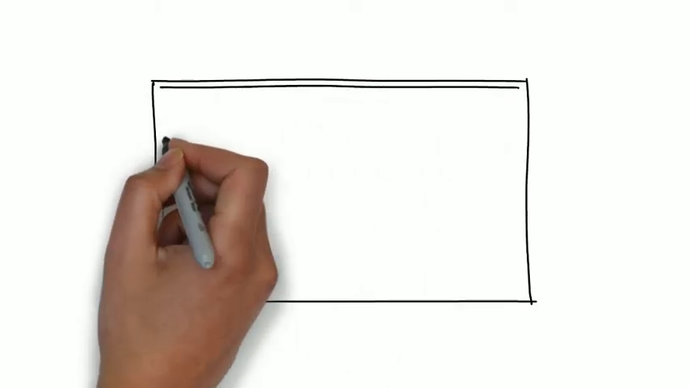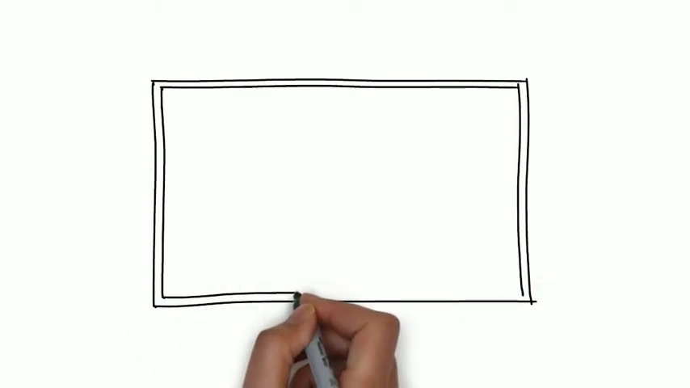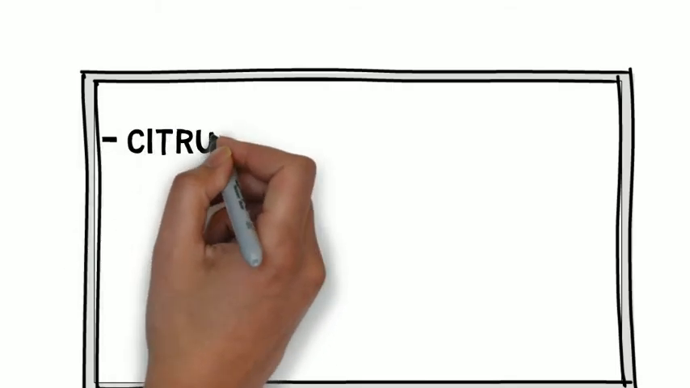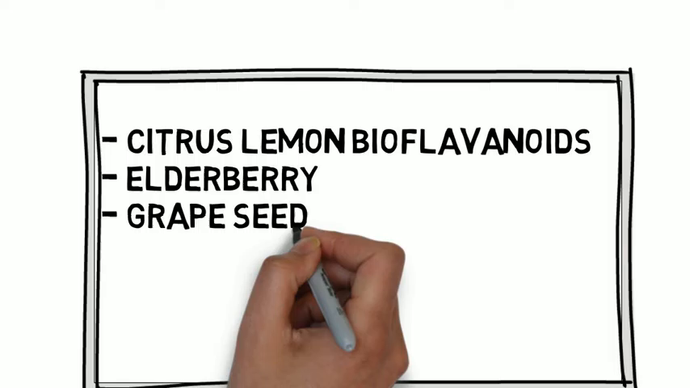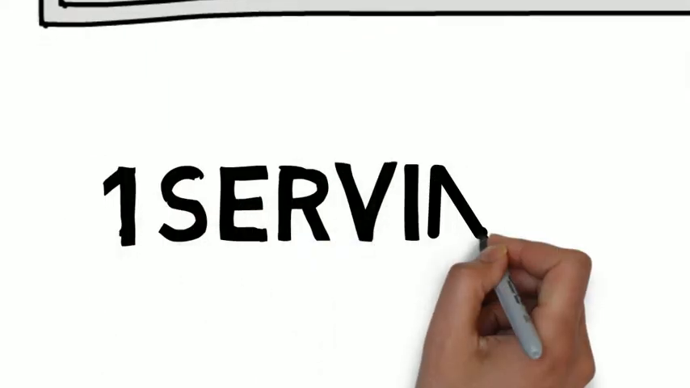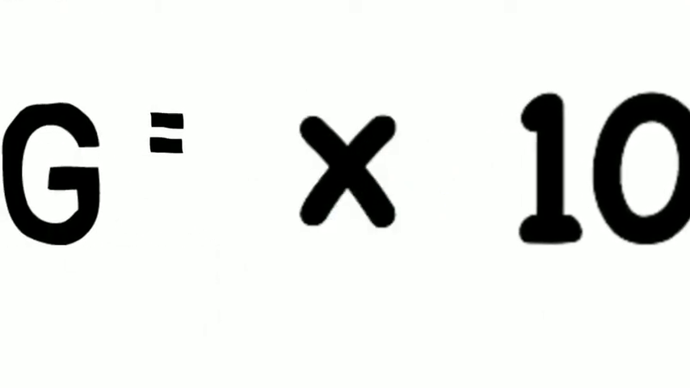Lastly, there are flavonoid supplements. These are the most powerful antioxidant protection you can find. They include things like citrus lemon bioflavonoids, elderberry, grape seeds, and green tea. All of these combined help to deliver antioxidant protection to the liver. 1 serving alone is equivalent to 10 servings of cherries.